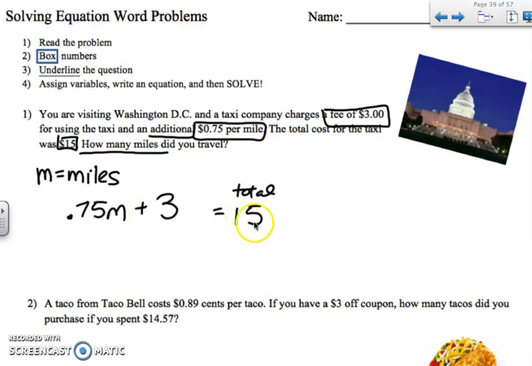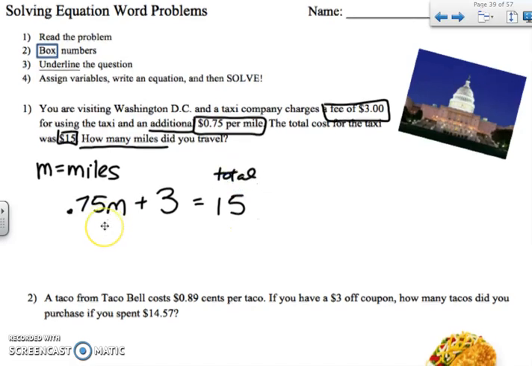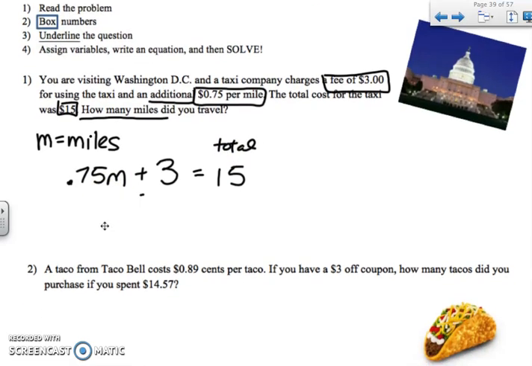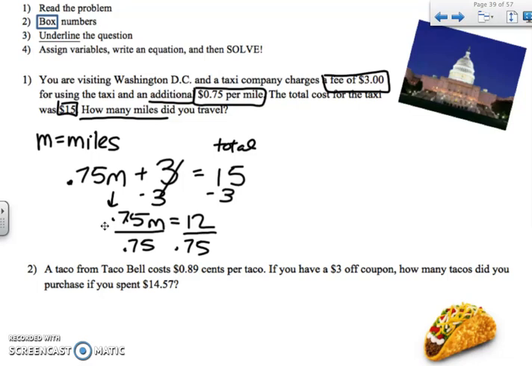Okay? So now that you've set up your equation, all that's left to do is to solve it. So it's a normal two-step problem where you're going to subtract 3 on both sides. Bring down 0.75M equals 12. Divide by 0.75. And then M is going to equal 16.